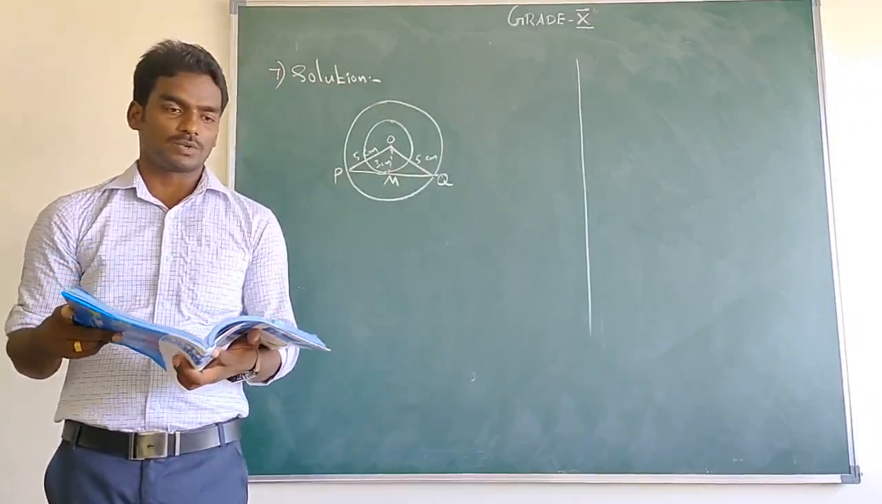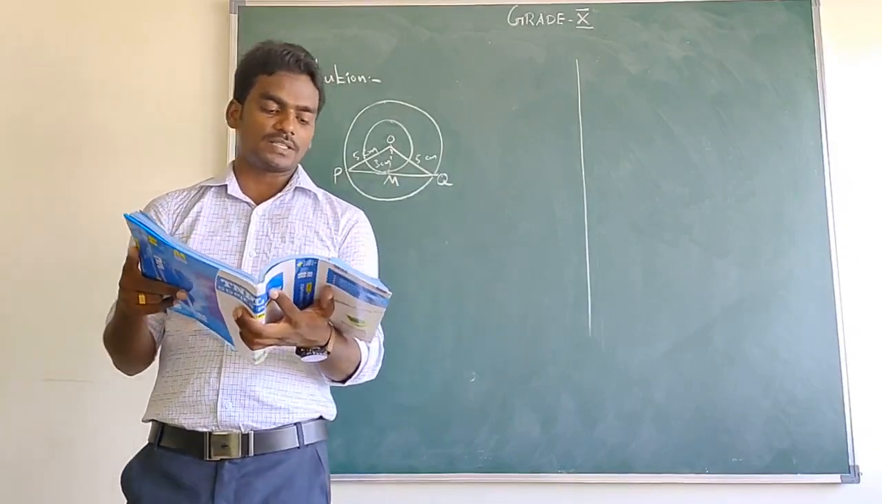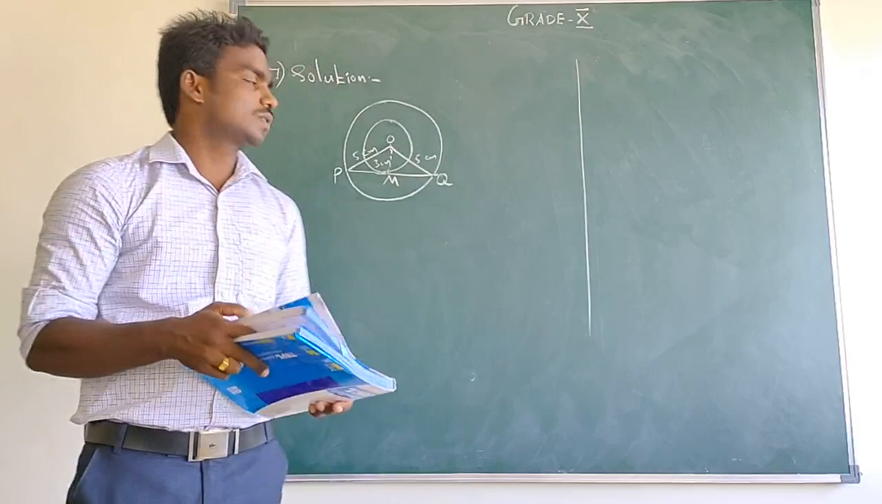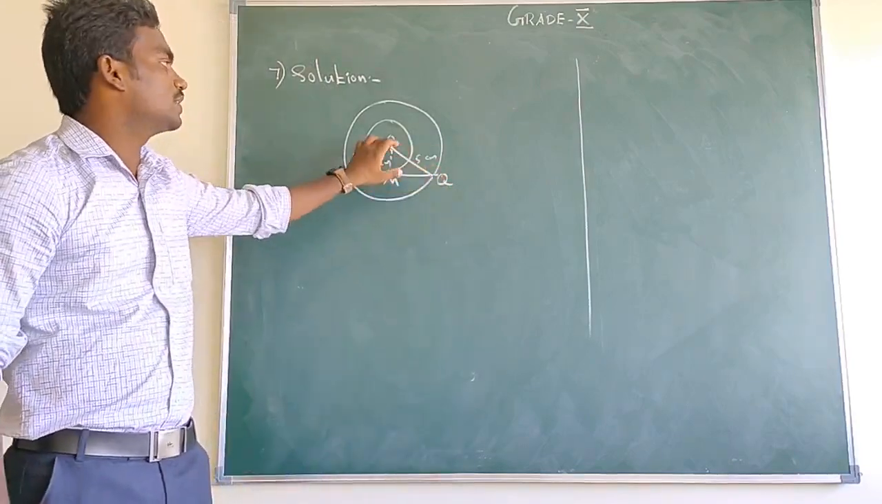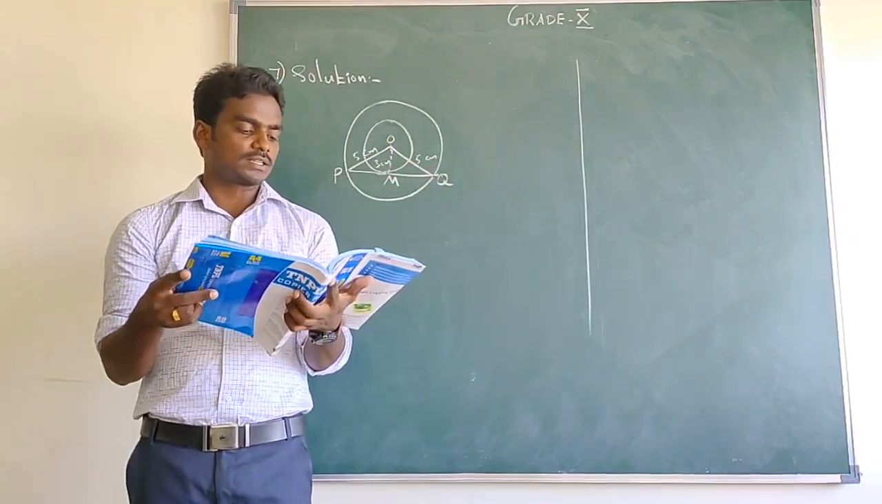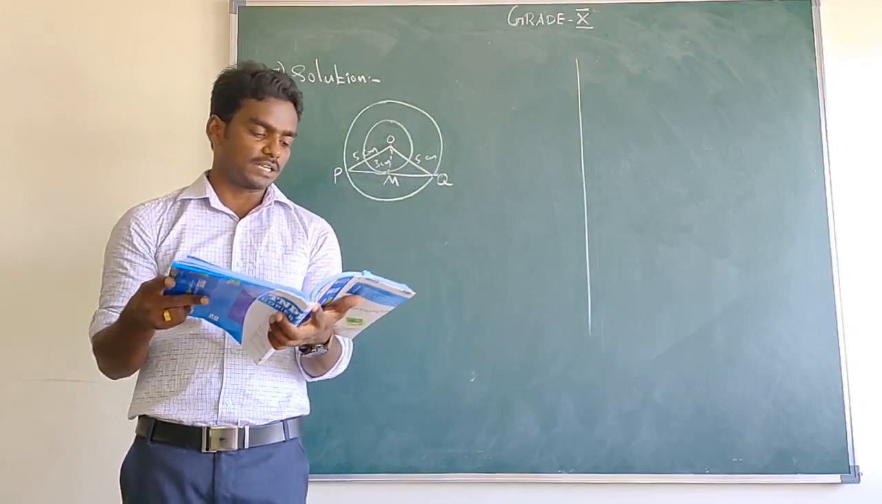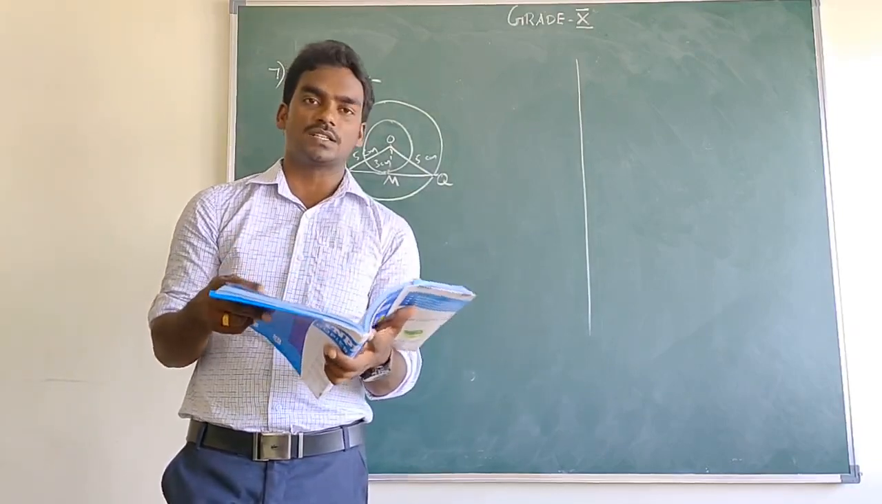So next, our seventh question. Two concentric circles are of radius 5 centimeters and 3 centimeters. What is meant by concentric circles? Two or more circles that have the same center point are called concentric circles. Find the length of the chord of the larger circle which touches the smaller circle.